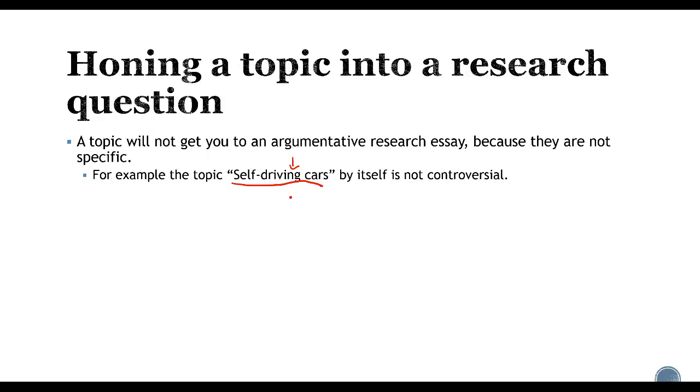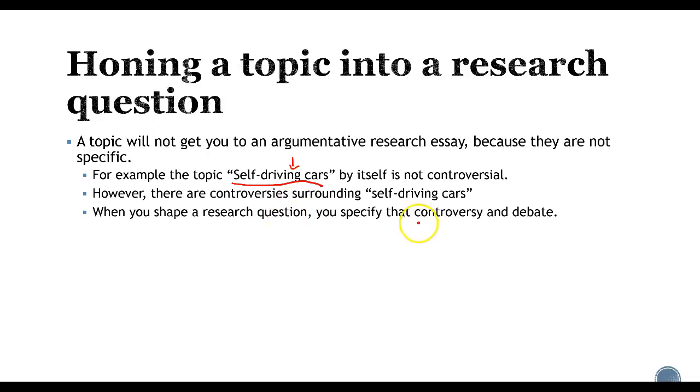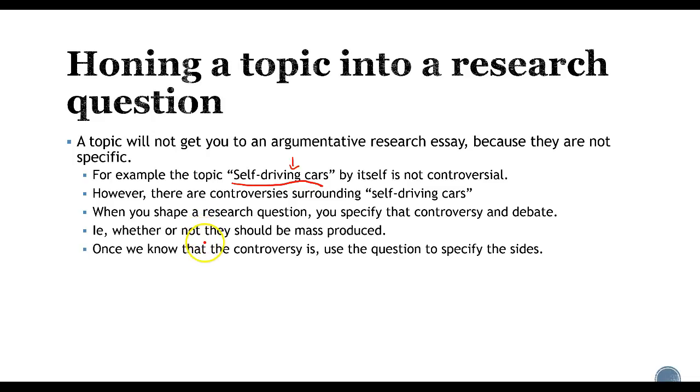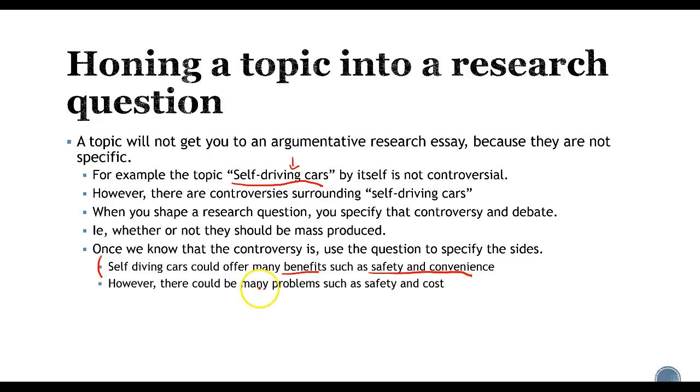So the research question specifies that controversy, right? And the debate that surrounds your topic. So with self-driving cars, the controversy is whether or not we should produce self-driving cars. Are they a good idea, right? So now we have an idea of what the controversy is. We use the question to specify the sides. So some people might say self-driving cars offer many benefits, such as safety and convenience. However, other people could see self-driving cars as potentially having problems with safety and cost. That's the debate we'd want to get at.